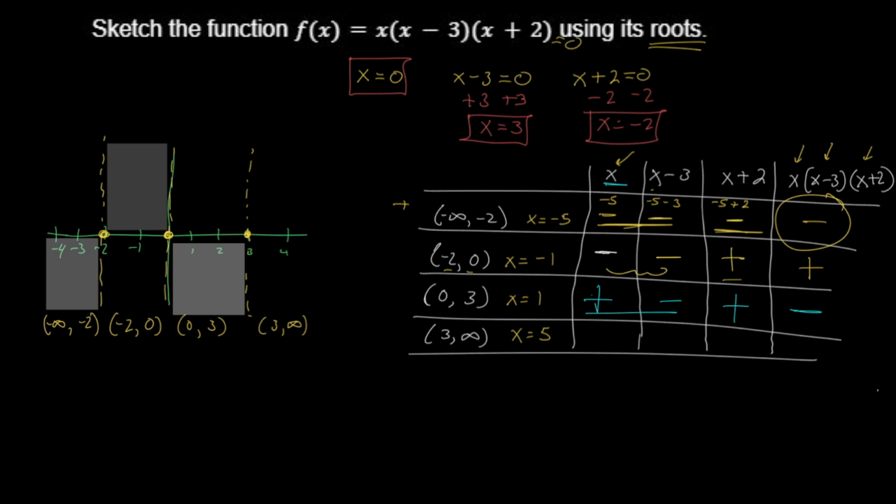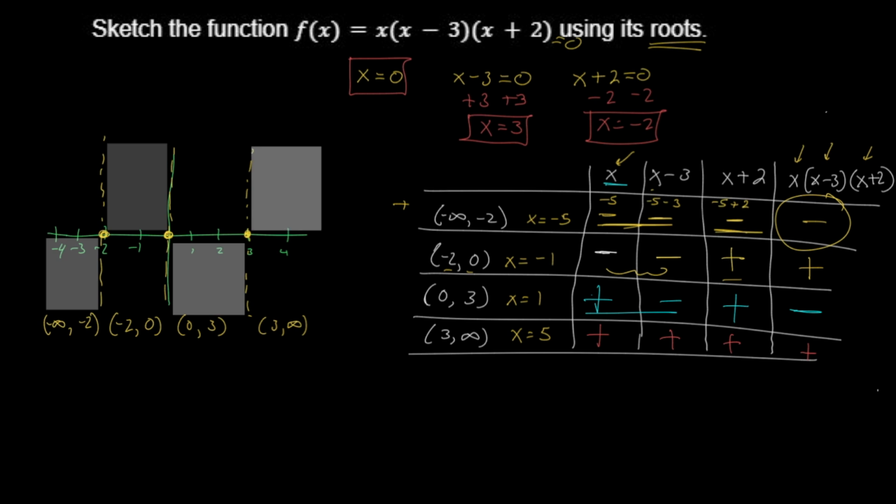Our last one, if I plug my 5 in, 5 in for x will just be positive 5. 5 minus 3 will be positive 2. Then 5 plus 2 will be positive 7. Positive times a positive results overall in a positive, meaning this last region will be above the x-axis.